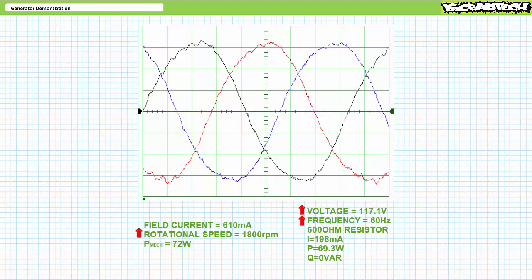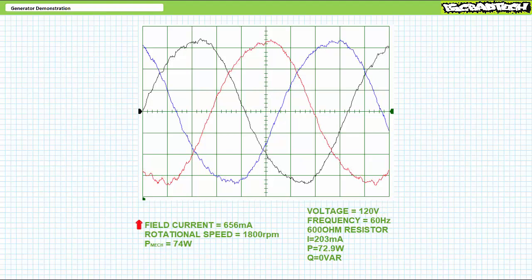Luckily, we've got one more property we can adjust to independently increase voltage, notably field current. At an increased 656 milliamperes of field current, voltage stabilizes at the desired 120 volts. Exactly what we want, 120 volts at 60 Hz.